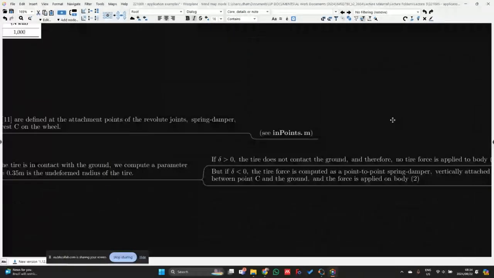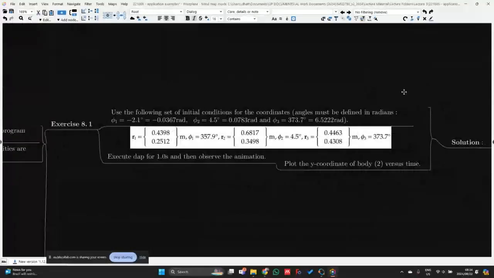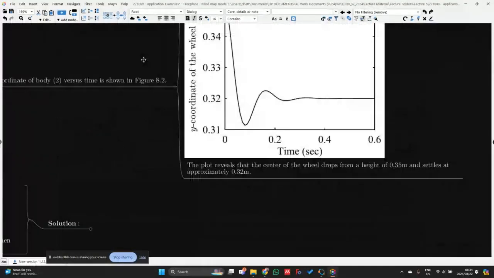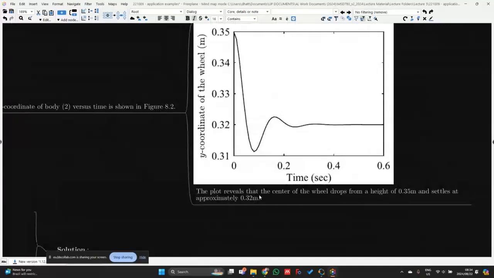Okay, so if we then go back to our solution, what this plot reveals is that the center of the wheel drops from a height of 0.35 meters and then settles at approximately 0.32 meters after about 0.4 seconds. So that is then when damping took over the system and we saw complete dissipation of that oscillatory motion or that bouncing motion of the actual tire.